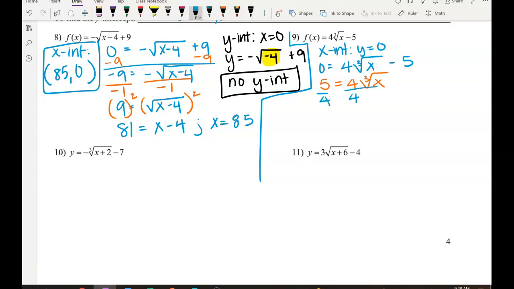Divide by 4. Ooh, this is going to be an ugly number. All right. So 5 over 4 equals cube root of x. Calvin, undo cube root. We do what? I think you meant to say raise to the power 3. Okay. All right, you have a calculator ready? 5 over 4 to the third?